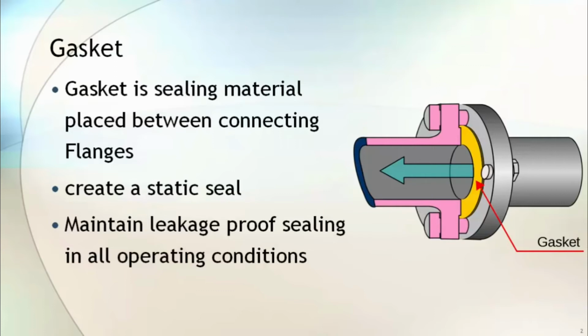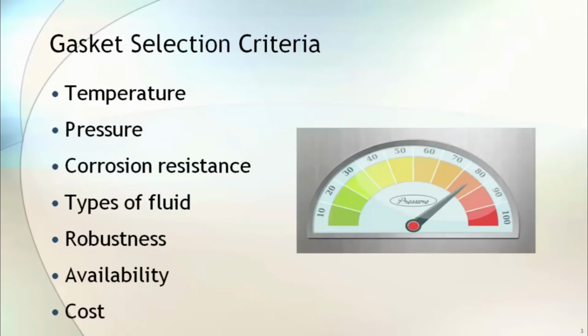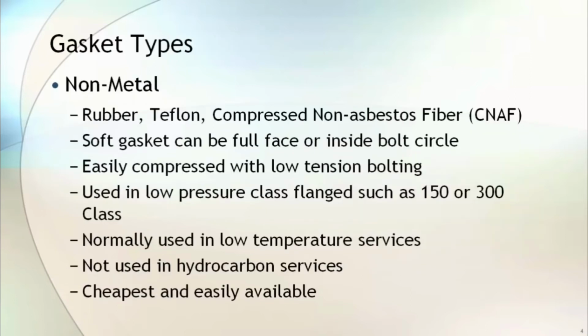A gasket is a sealing material placed between the connecting flanges to create a static seal. This static seal maintains leak-proof sealing in all operating conditions. The type of gasket to be used in a given fluid service depends on parameters such as temperature, pressure, corrosion resistance, type of fluid, robustness, availability, and cost. There are three types of gasket used: non-metallic, metallic, and composite.